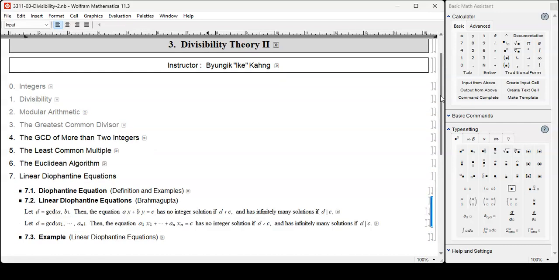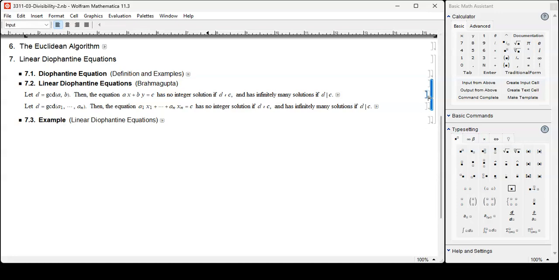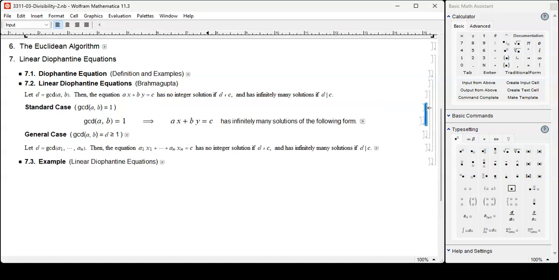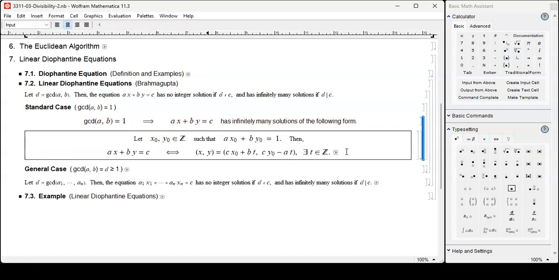We just went through the standard case for linear Diophantine equation. This one right here. We begin with a linear Diophantine equation of this form, ax plus by equal to c. If a and b are relatively prime, then we don't really have to worry about the GCD dividing this constant, because 1 divides everything. So it has infinitely many solutions, but not only that, all those infinitely many solutions are precisely this one.